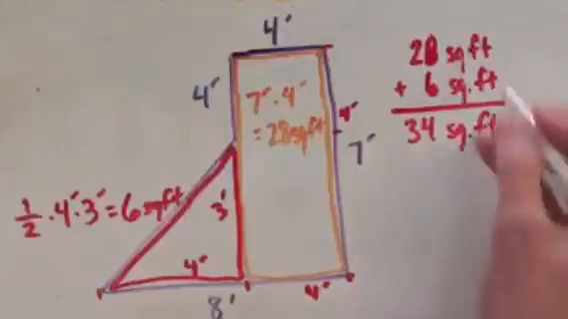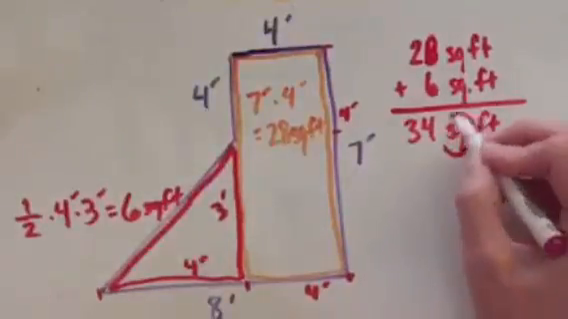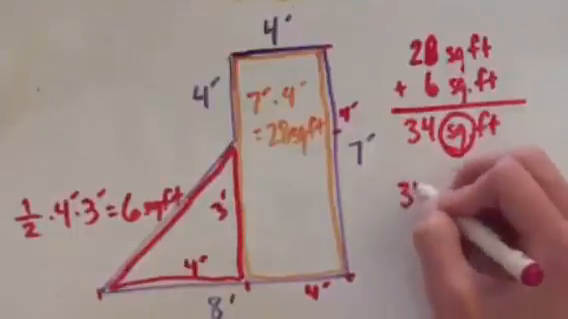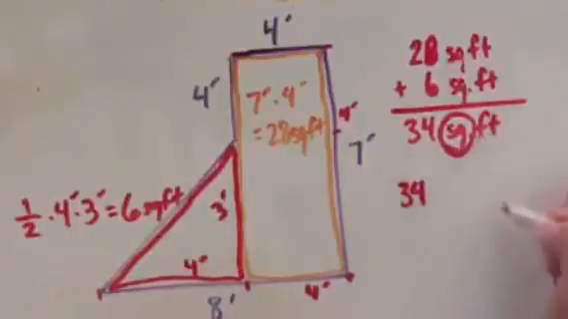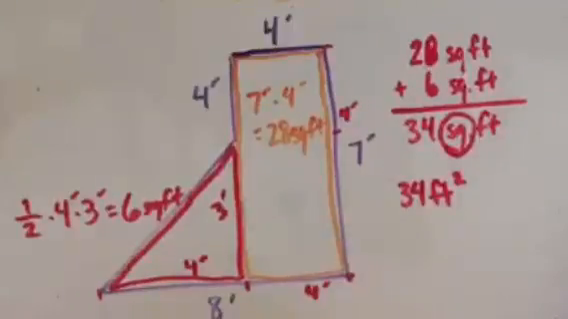Just a comment on notation. We know that when we're talking about area, we always have square units, right? And so we can write that as 34 square feet as I wrote up here, or we can write that as 34 square feet as I did here.